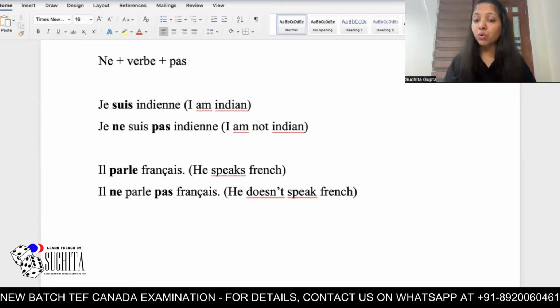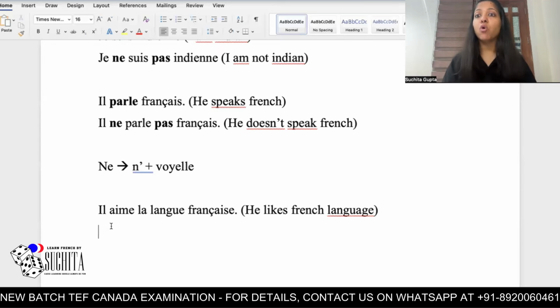Now, there is another rule that ne changes into an apostrophe si vous avez une voyelle après ça. That means ne changes into an apostrophe if you have a vowel after it. Voyelle means vowel. Now, on your screen, you're seeing an example written.